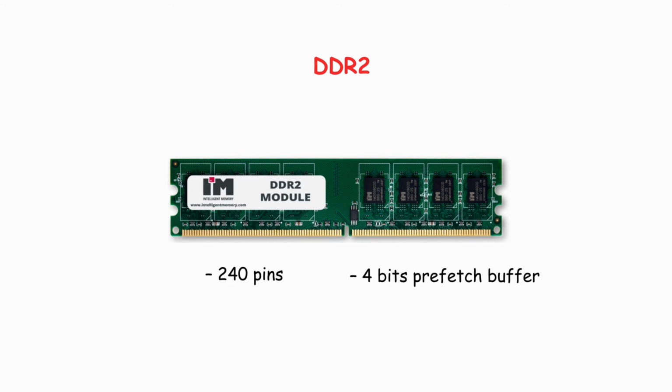DDR2 doubled the prefetch buffer from 2 bits to 4 bits. This meant the memory could grab more data at once and queue it up for transfer, improving overall efficiency. DDR2 became the standard for most computers in the mid-2000s, powering everything from basic office PCs to gaming rigs.